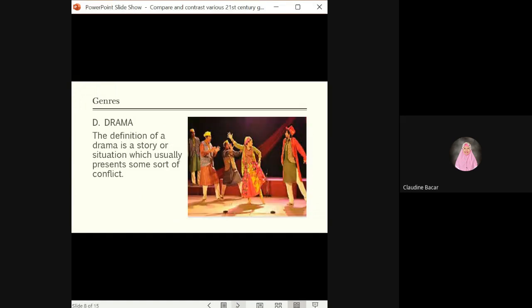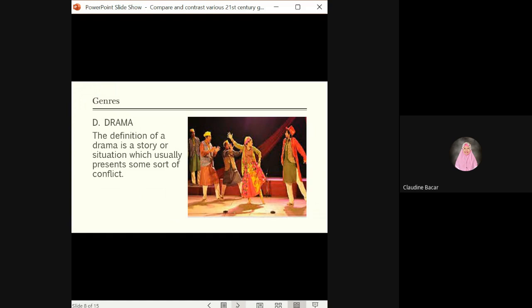Next is drama. The definition of a drama is a story or situation which usually presents some sort of conflict. An example of drama is Romeo and Juliet. I know that you are familiar with Romeo and Juliet. It is a written work that tells a story through action and speech and is acted out. It is usually a serious play, movie, or television production. The next description of drama is the art or profession of creating or putting on plays. And the third one is an exciting or emotional situation or event.